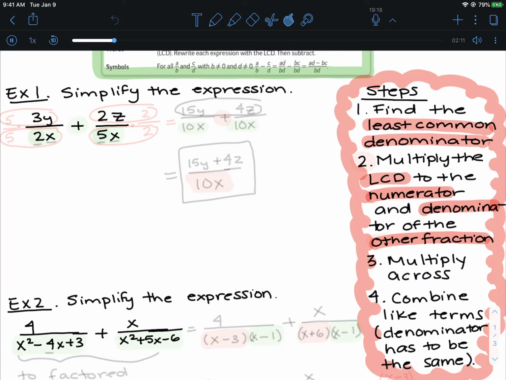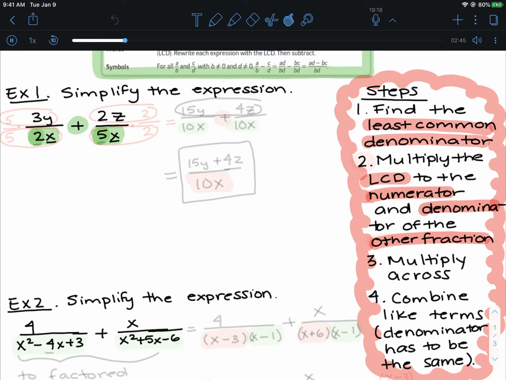So let's look at this problem. I notice that I have 3y divided by 2x, and then plus 2z divided by 5x. Now, in order for me to be able to add these, I need to have the same denominator. If I look at this here, I have a 2 and a 5, meaning that they're not the same value, so therefore I cannot add them. If you notice, they both have an x, so that means that I do not need to add an x to make them common, right?